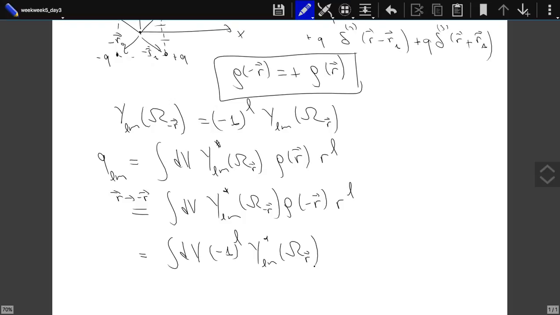Now, rho of minus r, we just said that in this particular case, at least, it is rho of r, r to the L. So what we have shown is that Q_LM is equal to minus 1 to the power L times what remains, which is still Q_LM. So if L is odd, then Q_LM is 0.